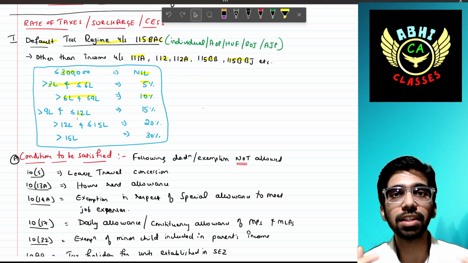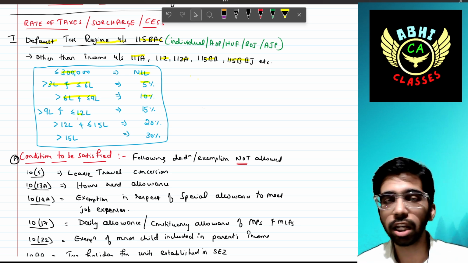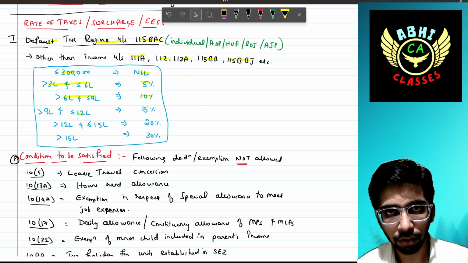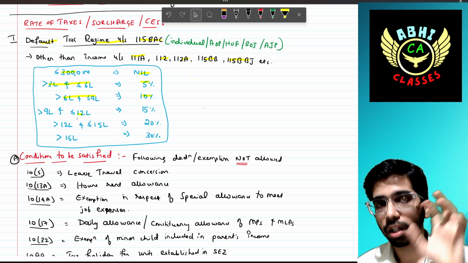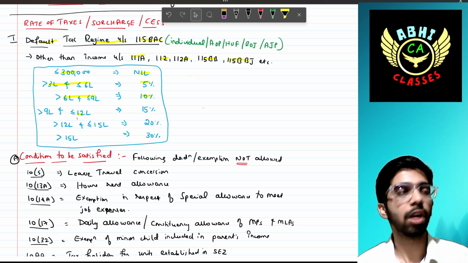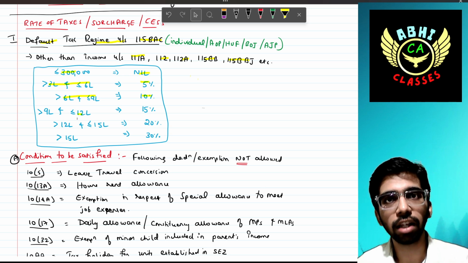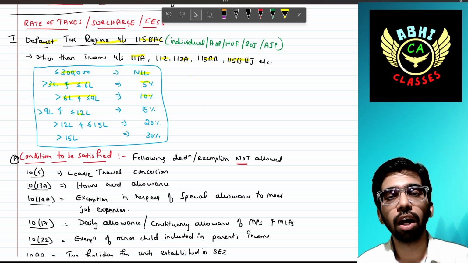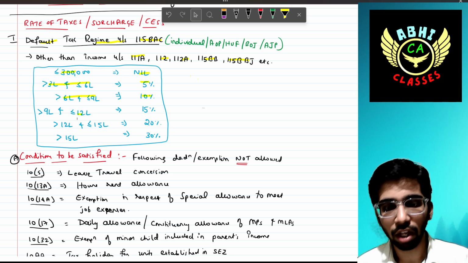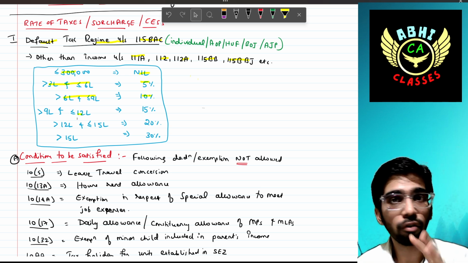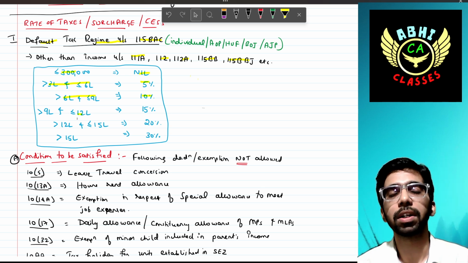What this section says is, if your income is up to 3 lakh, then you need not pay any income tax because the tax rate is nil. If your income lies between 3 lakh and 6 lakh, then you need to pay only 5% on the difference amount. For example, if your income is 4 lakh: up to 3 lakh, nil. 3 to 6 lakh lies only for 4 lakh minus 3 lakh, that is only 1 lakh. 1 lakh into 5% is the tax amount.